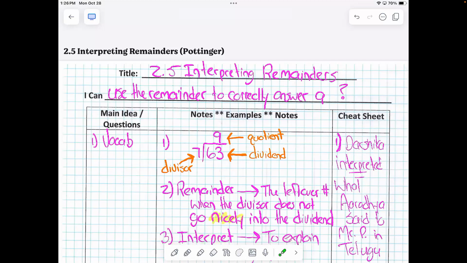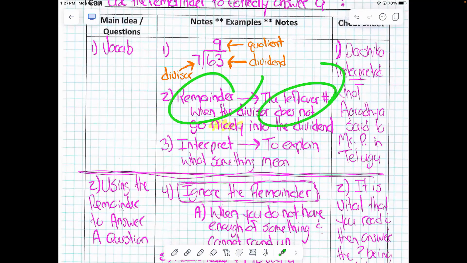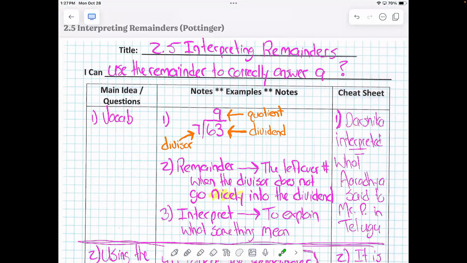Today we are working on interpreting remainders. Do you know the different parts of a division problem by now? Yes. Remainders, leftover, you got all that. Interpret was a tough one for us. Interpret means to explain what something means, right? So we're interpreting, we're explaining what remainders mean.